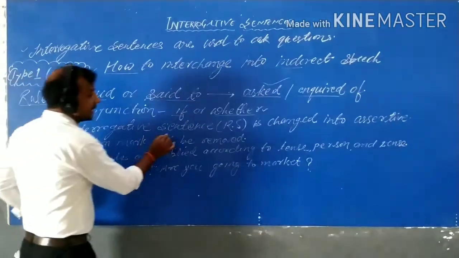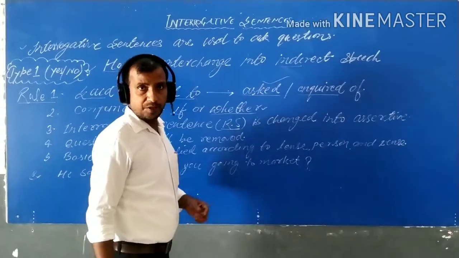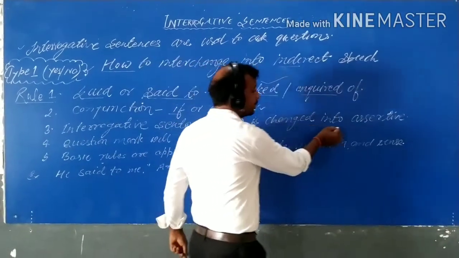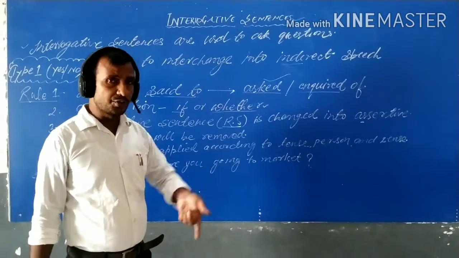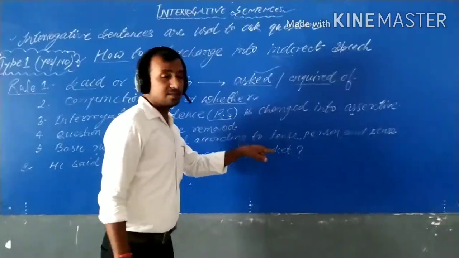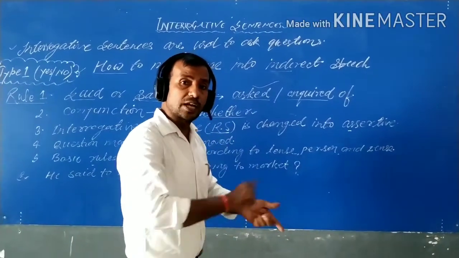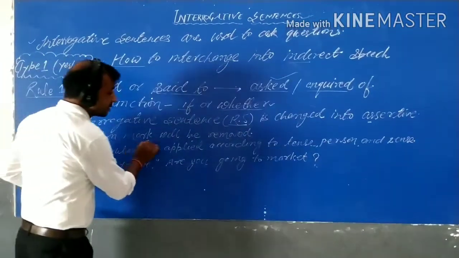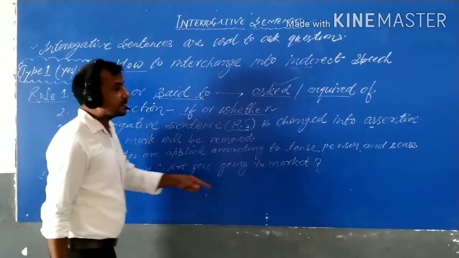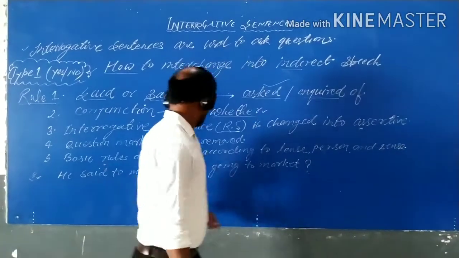Now, in interrogative sentences, basically the RS, the statement part of the sentence, is changed into assertive. That means the sentence which is given in interrogative, you have to change into an assertive sentence, and after this you can change into indirect speech. Now the question mark will be removed. When the sentence is turned into assertive, then there is no need to write a question mark.